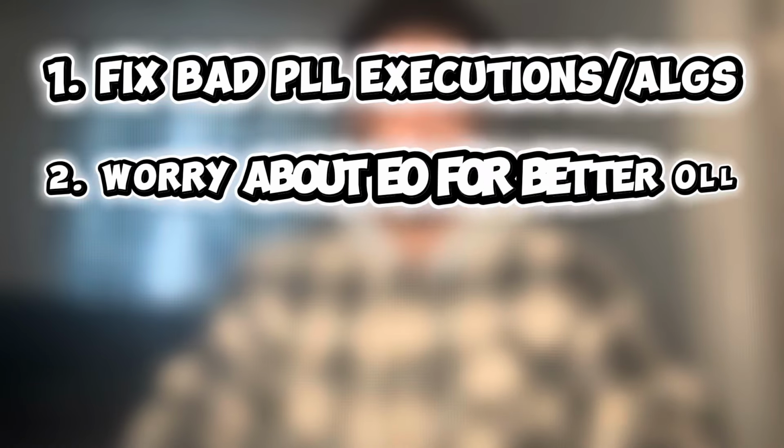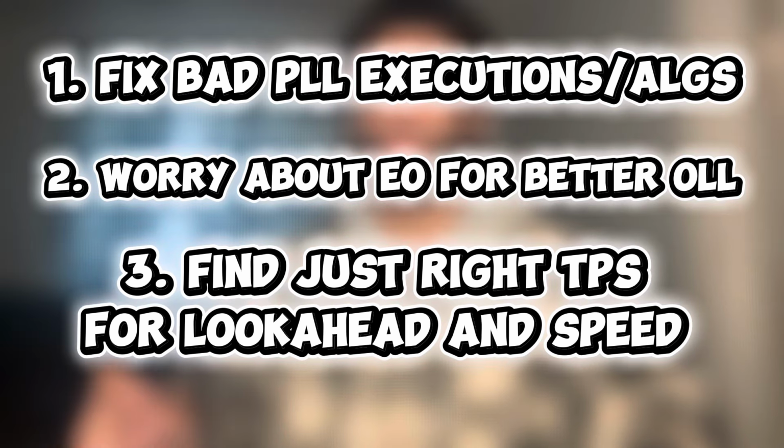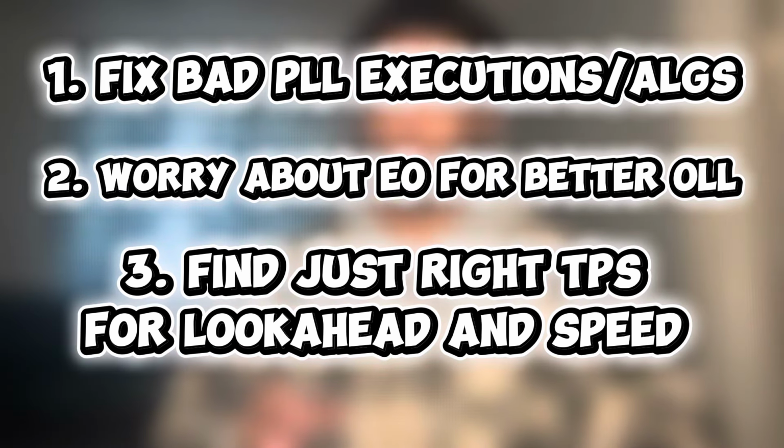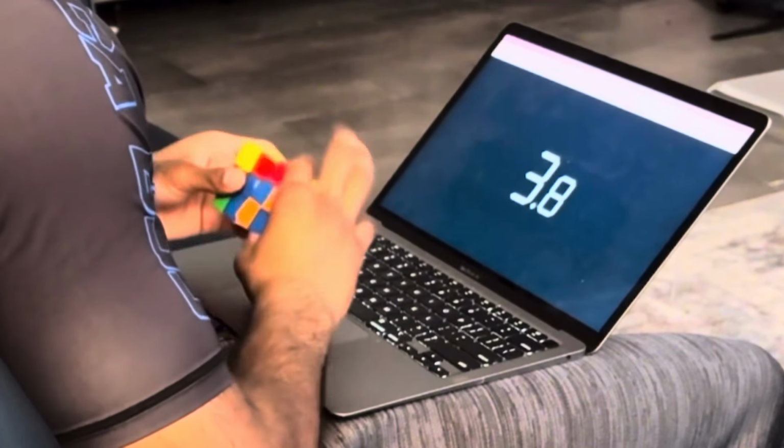First one being fix bad PLL executions. 2, worry about EO on last layer just so you don't get as many bad OLL cases. And then 3, find that just right turn speed just so you can still have good flow, but good turn speed as well. Finding that just right turn speed and fixing PLL executions really made everything come together.